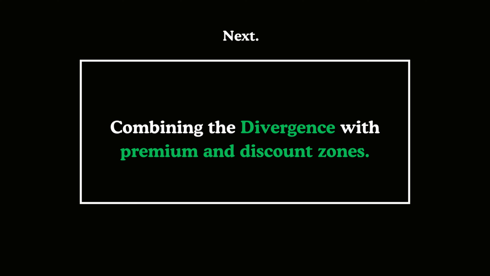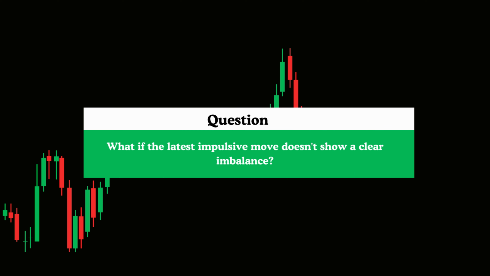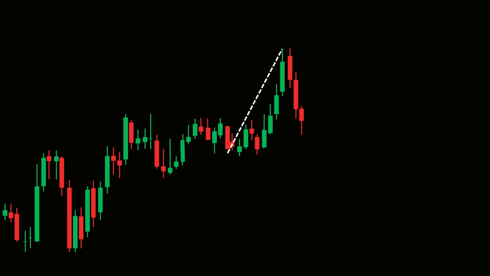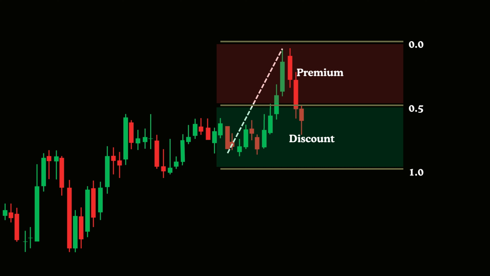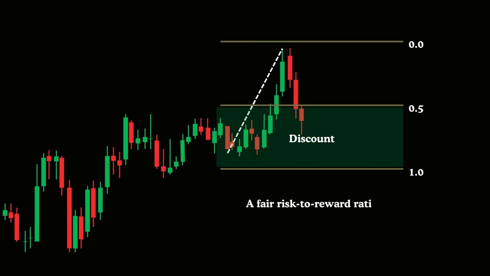Merging the divergence signal with premium and discount zones. What should we do if the most recent impulsive move fails to display an obvious imbalance? In this case, applying the Fibonacci retracement tool can guide us in spotting crucial levels where price may rebound. The area below 50% is seen as the discount zone, while the region above marks the premium. When we have a bullish bias, we aim to enter trades in the discount zone for multiple reasons. It provides a solid risk to reward setup since the initial target is the recent high. Setting a stop loss under this lower high offers safety for long entries.